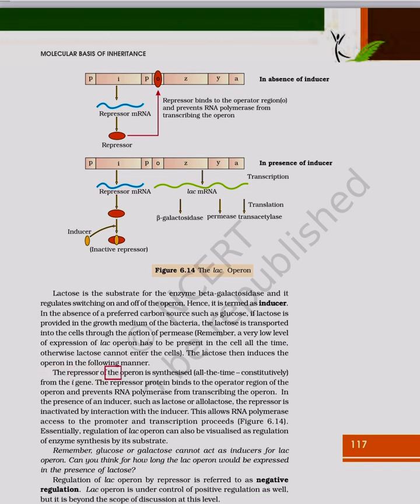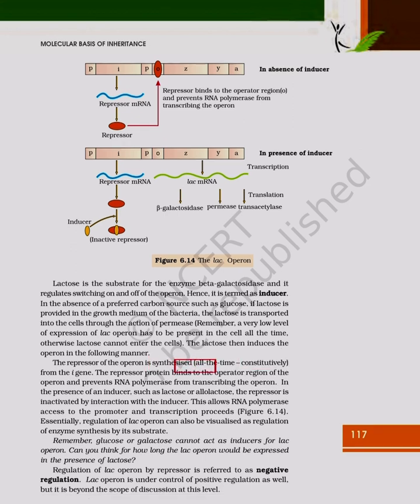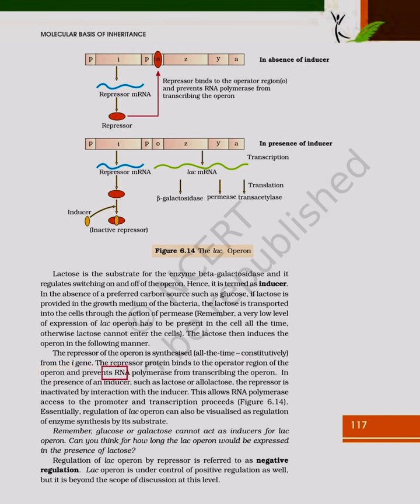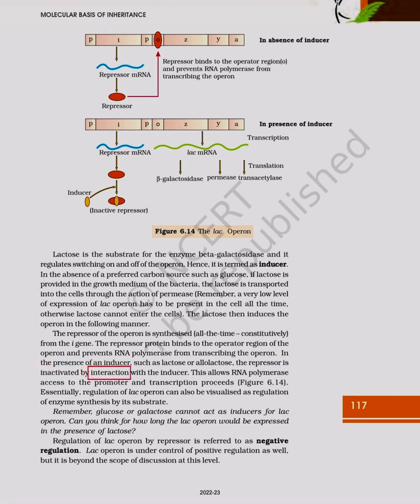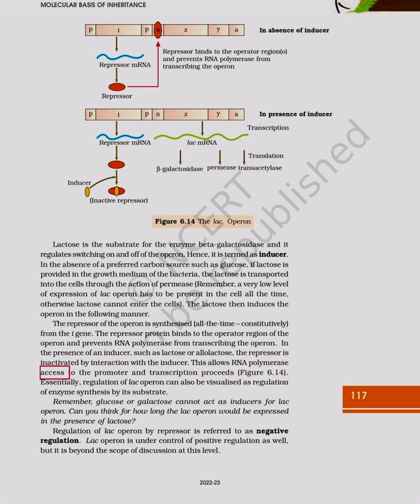The repressor of the operon is synthesized all the time, constitutively, from the i gene. The repressor protein binds to the operator region of the operon and prevents RNA polymerase from transcribing the operon. In the presence of an inducer, such as lactose or allolactose, the repressor is inactivated by interaction with the inducer. This allows RNA polymerase access to the promoter and transcription proceeds.